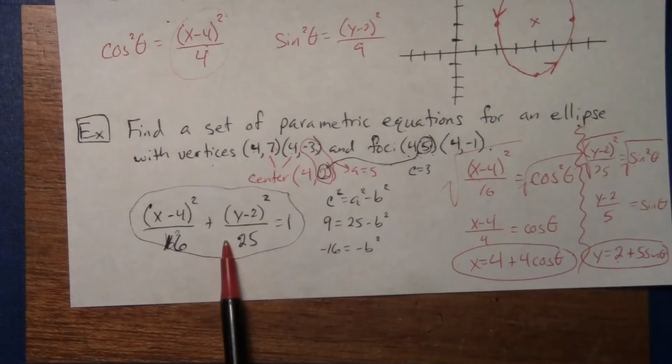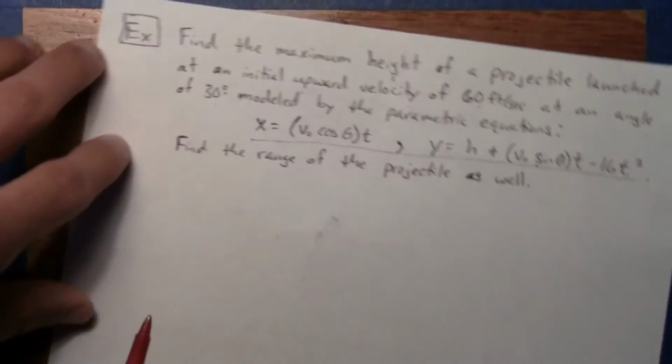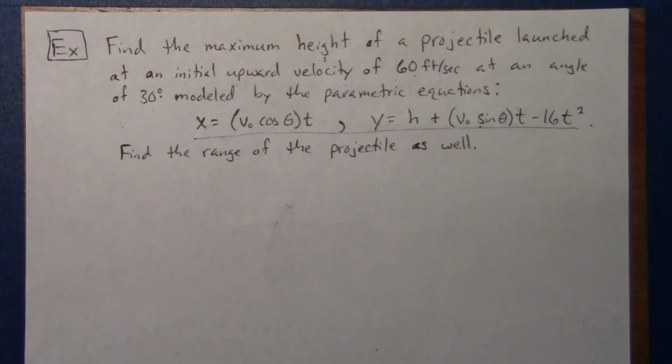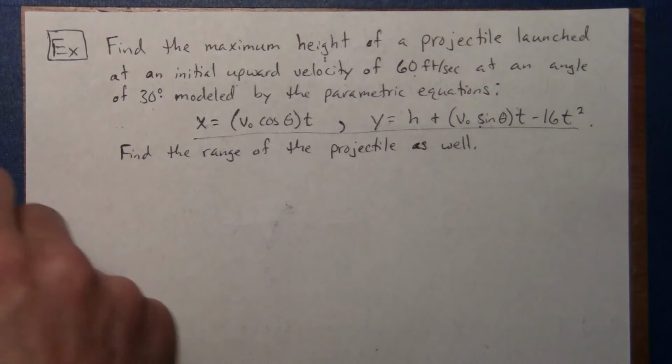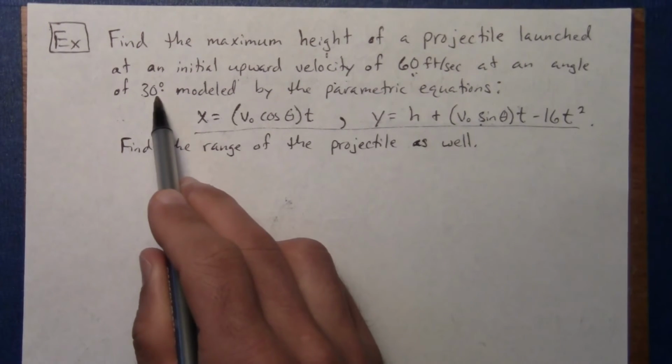Here you got it in standard form, you get it into parametric equations, and you'll see that hopefully that'll help. All right, the last one, this is kind of like 57 from your homework. It's going to ask you to find the maximum height and the range of a projectile that's shot at an initial upward velocity of 60 feet per second at an angle of 30 degrees.